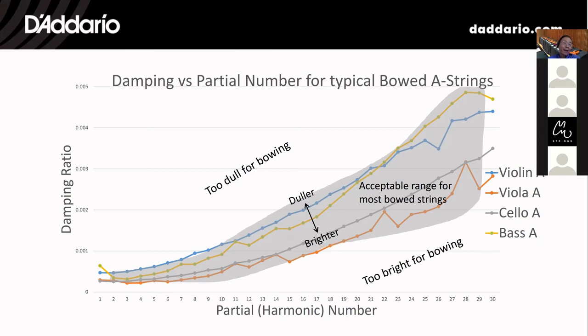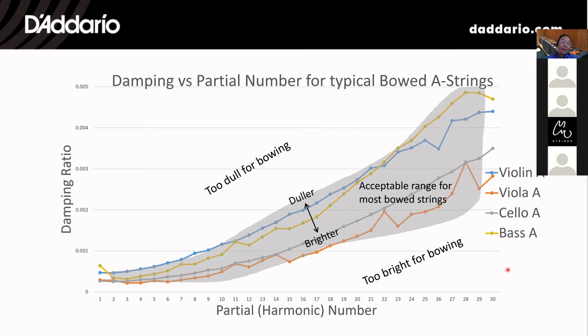Strings that lie around here tend to sound bright, on the bright side. And if they lie over here with higher damping, they tend to sound duller. And if they're outside in this region, they're generally too dull for bowing. And if it lies outside in this region with much less damping than this, they're too bright for bowing, and you're starting to get into the realm of guitar strings.